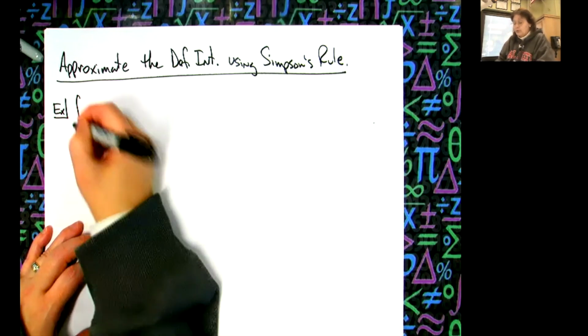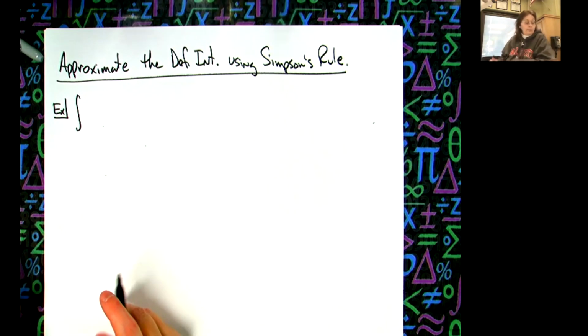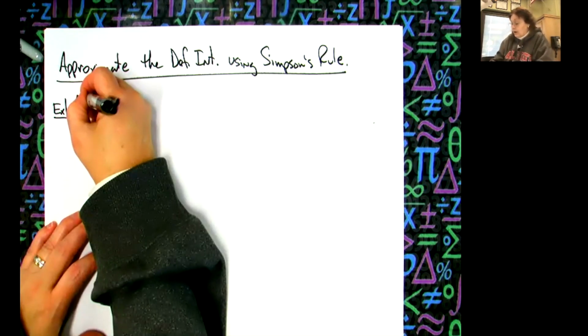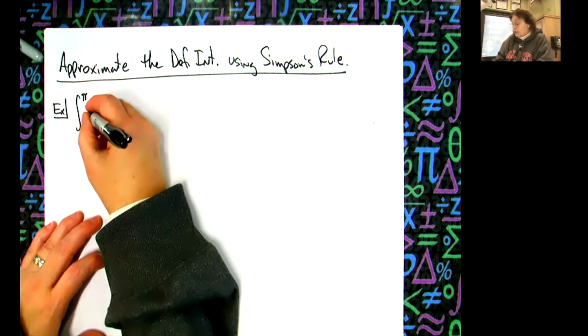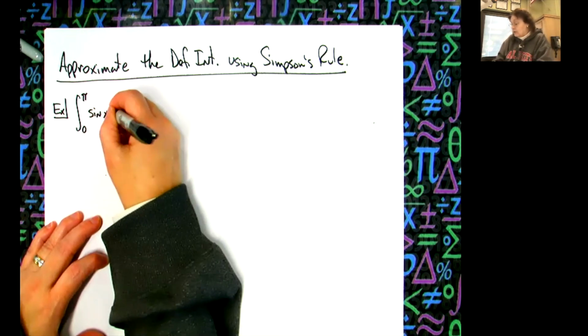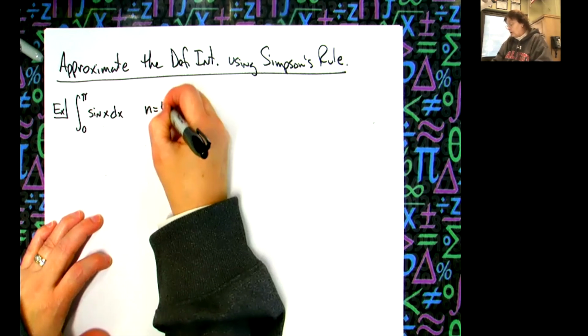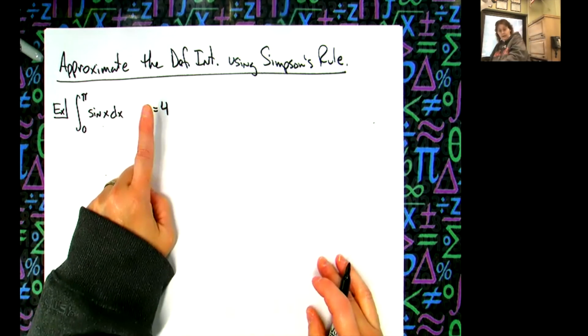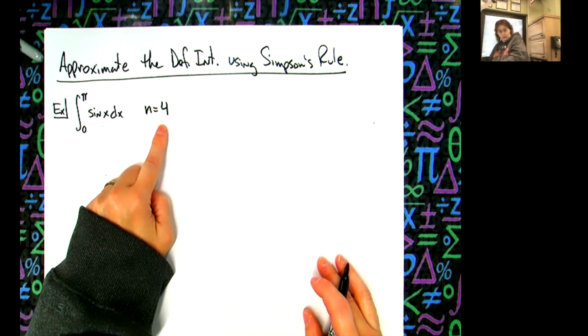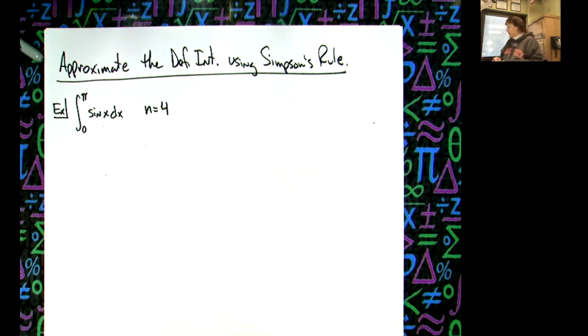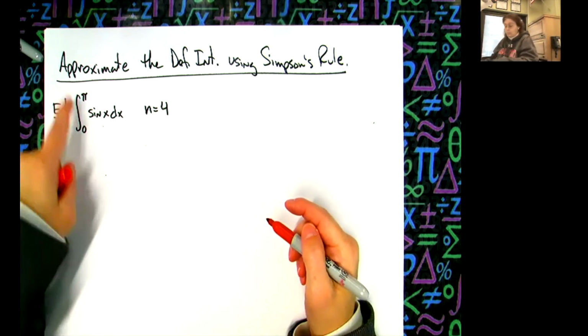Let's do this with a trig function. We haven't done one of those for a while. So let's say we're going from 0 to pi, and it's sine x dx. Trig functions are fine. Let's say we've got n equals 4. I have to have an even number here to use Simpson's rule. It has to be even. So we're going to do exactly what we did before. We're not going to draw the whole thing out, but it's good to have the little number line. So I'm running from 0 to pi.